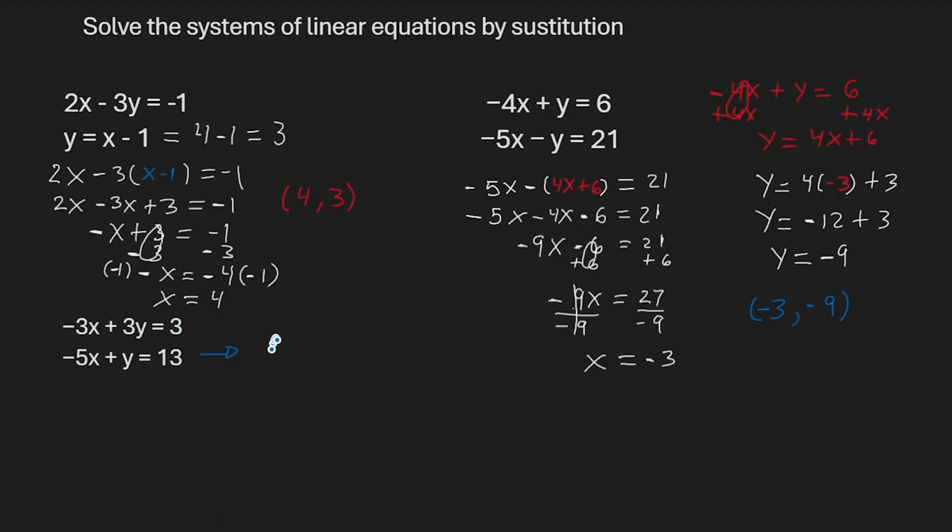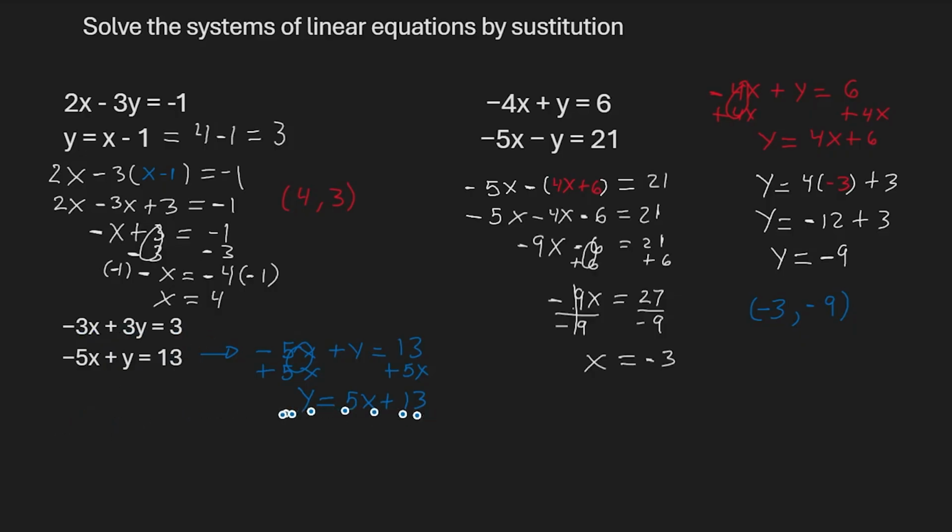So what I'm going to do now is rewrite negative 5x plus y, all of that equals 13. Solving for y, that means I'm going to be adding 5x. Adding 5x, this is going to cancel. That's how you end up with y equals 5x plus 13. And what I want to do now is the substitution into this equation, right?